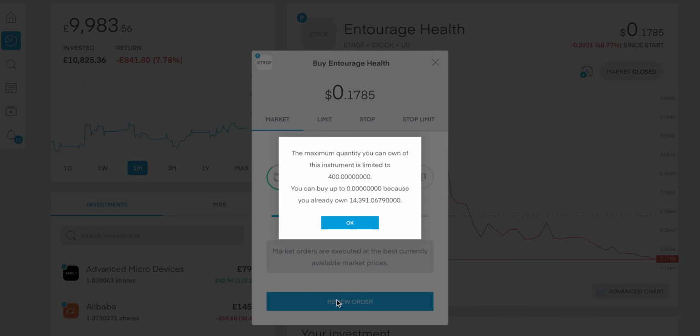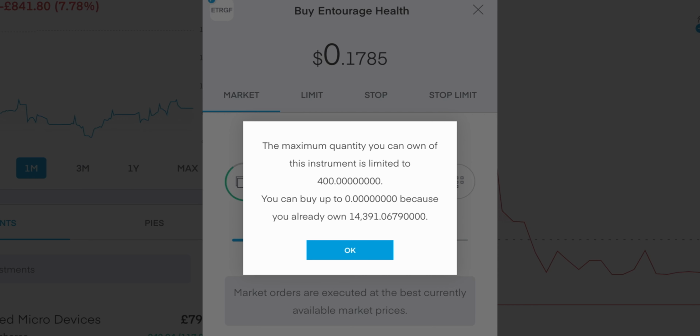If I click review order, we have this message on the screen here. And so we can see that the maximum quantity that you can own of the underlying share is limited to 400. And in my case, I can't buy any because I already own over 14,000 of Entourage Health. And so this is really frustrating, not only for people like myself that already hold the stock, but even for someone who has never bought this stock before.